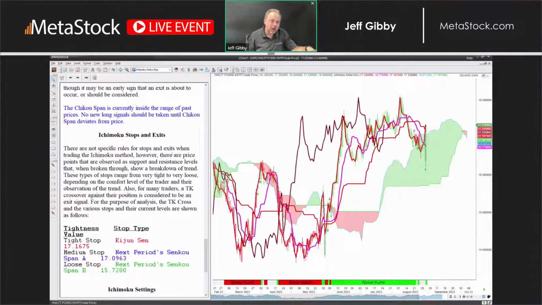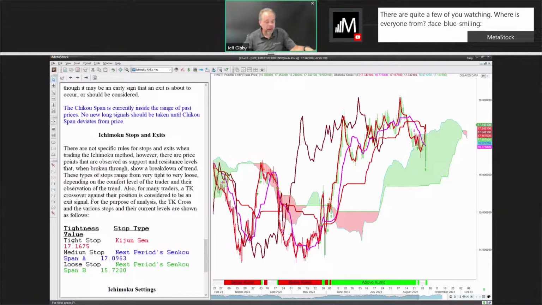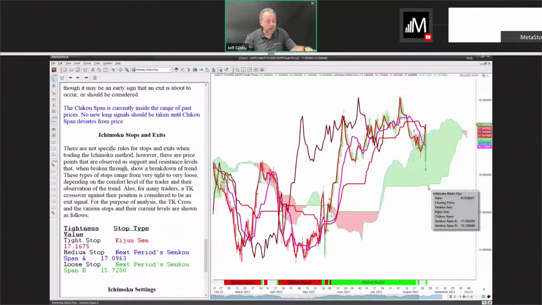Now, with Ichimoku, let's see, I have it in my notes. Goichi Hosoda, yes, Goichi Hosoda really didn't have specific exit points. So over the years, people use like the cloud as an exit, either the top line or the bottom line.